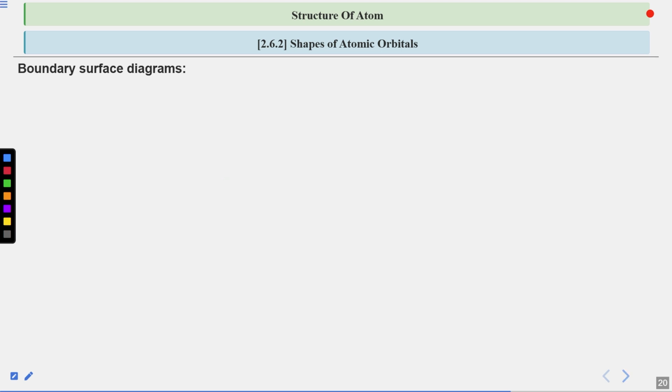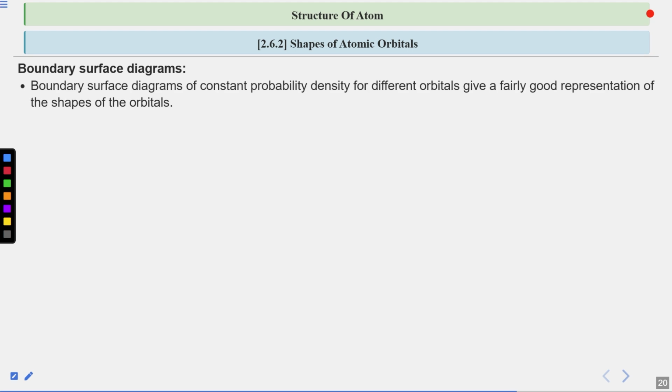Now we will talk about the boundary surface diagram. There is an important term in this which I guess is difficult to understand. If you don't understand it, it is not a problem. But you must at least know what the boundary surface diagram is for each and every orbital. That is important. How are we getting it? That is a difficult thing to get because we are not aware of contour plotting right now, so we will not go into that.